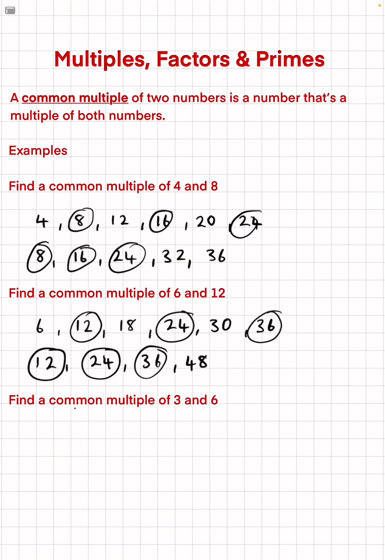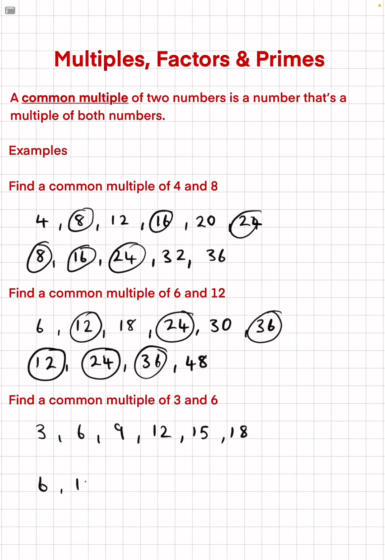The next example says find a common multiple of 3 and 6. So we can list the 3 times table. 3, 6, 9, 12, 15, 18. And now we can list the 6 times table.